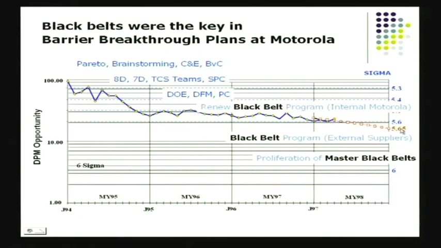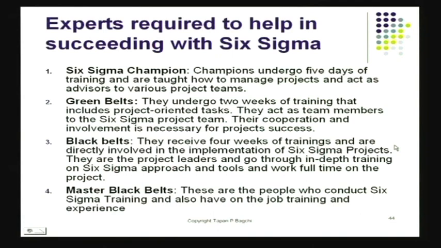This was Motorola's march toward quality. So it started with something that was fairly nominal quality to a level of quality that was certainly much better than what they started with.